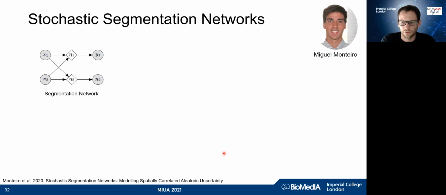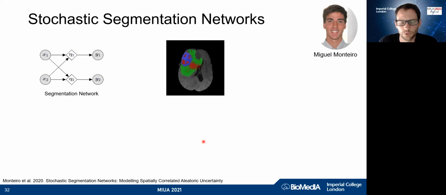Another way of capturing uncertainty is in the output space. So this is a work by Miguel, a PhD student and RA in our group. He recently developed this idea of stochastic segmentation networks, which is actually, again, relatively simple and a nice add-on that you can put on existing neural networks.